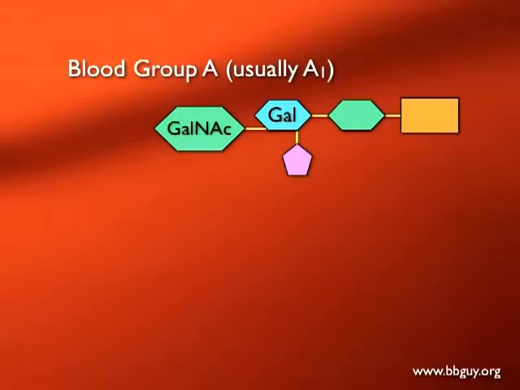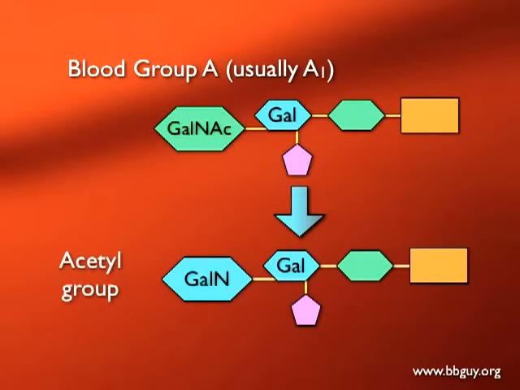That terminal N-acetylgalactosamine for blood group A gets damaged by those enteric gram-negative bacteria, and you end up with a free-floating acetyl group, or the acetyl group comes off, and you're left with not quite galactose, but something that looks kind of like galactose, and close enough that our reagent antibodies will react, but it's not really a blood group B.